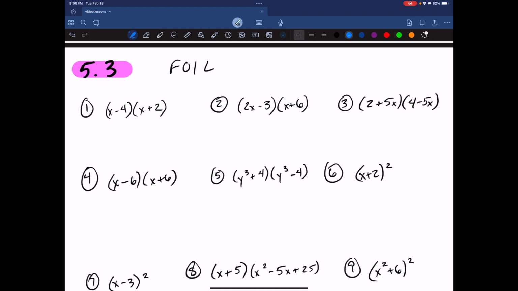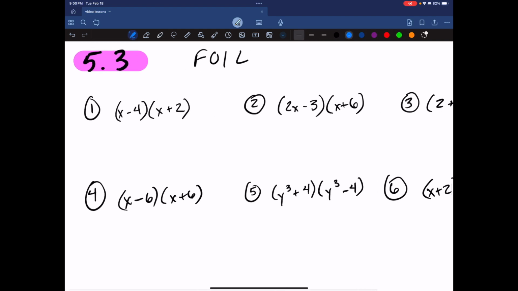Okay, so let's take a look at number 1 here. I'm going to take my first term and multiply by everything in the second parentheses. That's where the first times first and the outer times outer comes from. So x times x is first times first, that's going to be x squared. x times 2 is outer times outer, and that's 2x. Then you take the second one, negative 4, that's inner times inner, so it's going to be negative 4x. And then negative 4 times 2, that's last times last, it's going to be negative 8. Watch your signs. And then you just want to make sure you combine like terms and clean everything up before you're done.